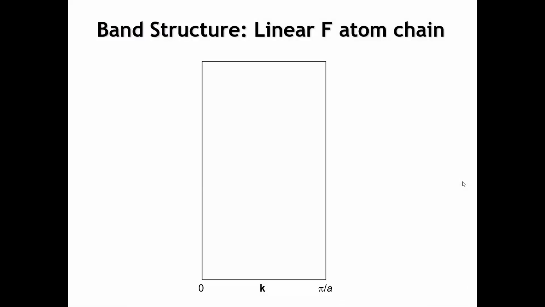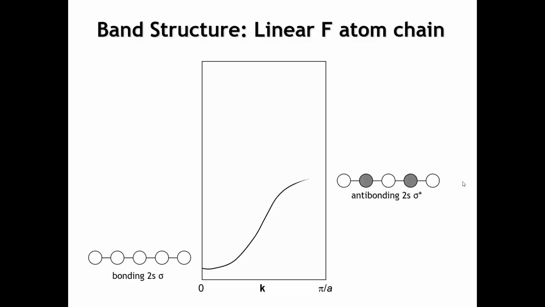To build up the band structure of the linear F atom chain, it's exactly the same as we did for the hydrogen atom chain, but we just have to think about both the s and the p orbitals now. So let's do the s orbital on fluorine first. It would be bonding at k equals 0 and antibonding at k equals pi over a. We would say that this band runs uphill.